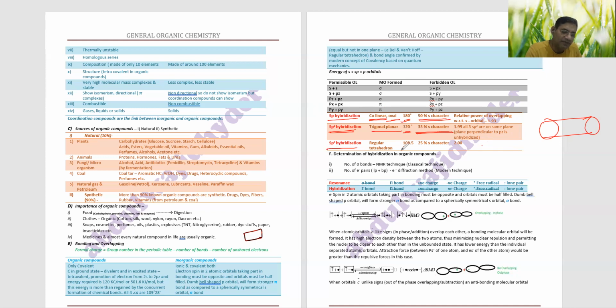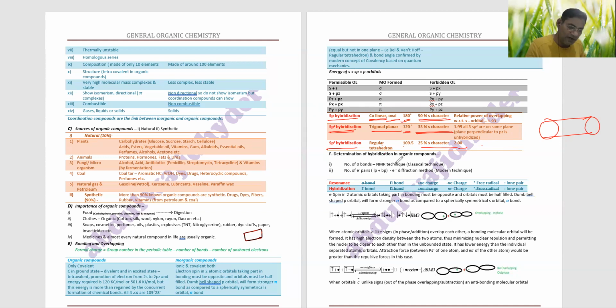Now see sp3 hybridization, that is a regular tetrahedron, bond angle will be 109.5 degrees, percentage s character will be 25, and relative power of overlapping will be 2 with reference to s. So this is all about hybridization in terms of organic chemistry.